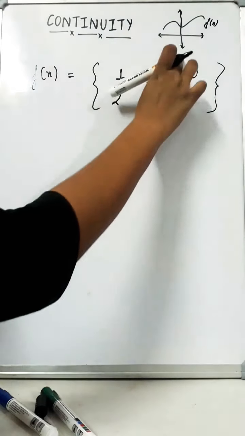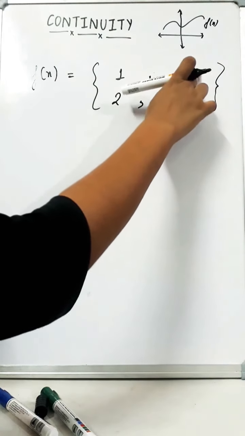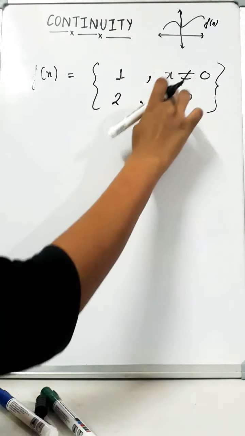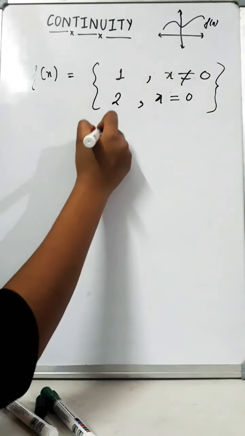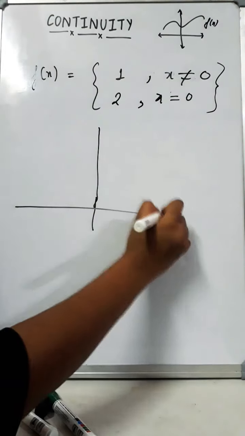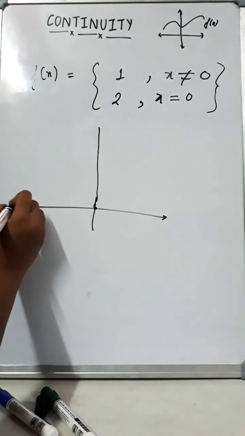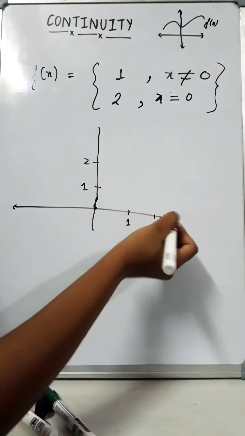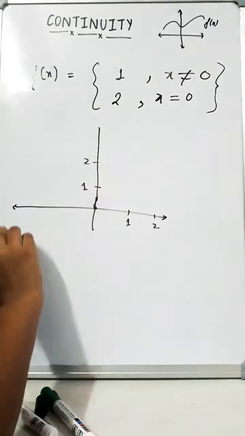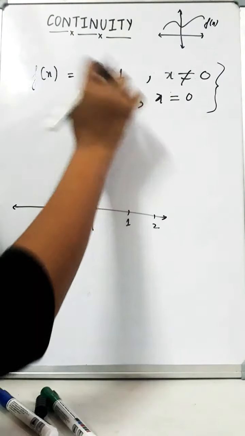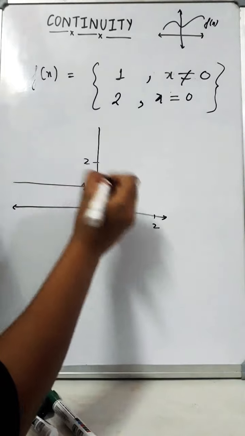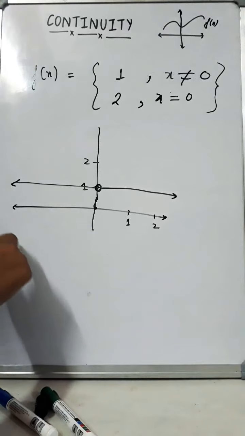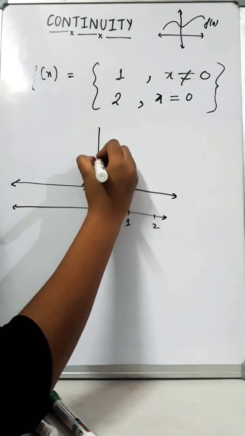Now in the same function, if it's 1 when x is not equal to 0 and 2 when x is equal to 0. Now look at this function. How is this going to be drawn? Alright, so at x not equal to 0, everywhere the function has the value 1. So if you leave the 0 point, everywhere this is the graph of the function. Alright, at 0, this is the point, with value 2.